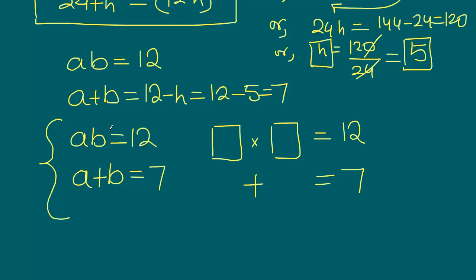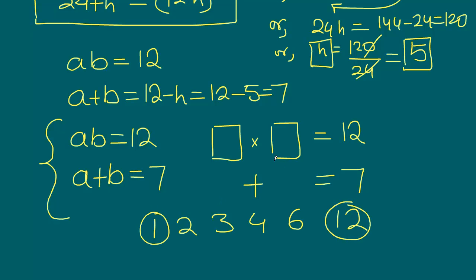So the way we solve these questions is that we are going to find out the factors of 12. So what are the factors of 12? They are 1, 2, 3, 4, 6, and 12. Now we have to take two of them such that when we multiply those two, we get 12, and when we add them, we get 7. If we take 1 and 12, when we multiply, we get 12, but when we add them, we get 13, not 7. So 1 and 12 does not work.